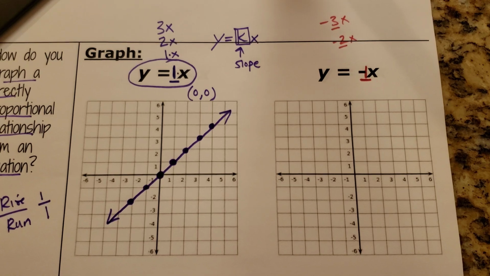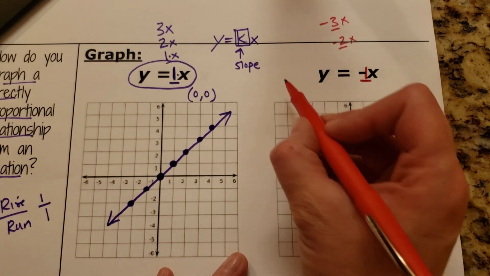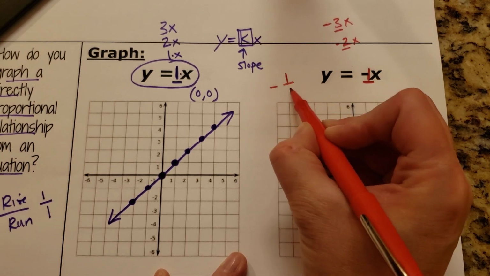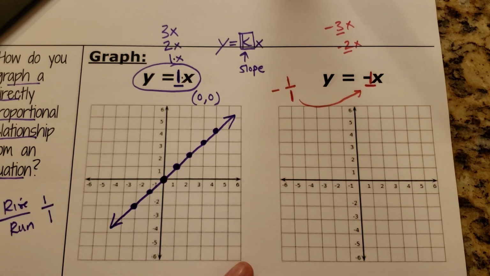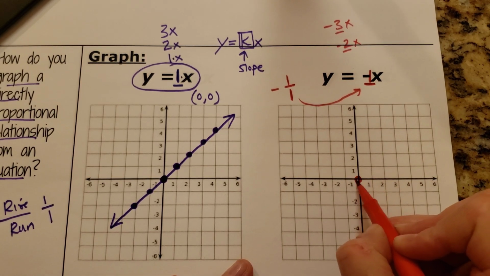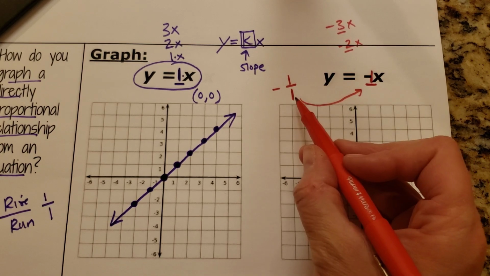So that means our slope is negative 1. Now the only difference is this is going to be a negative slope. It's still going to have the same rise and run, because remember, the rise would have to be 1 and the run would have to be 1 for it to simplify to give you negative 1. So we know that it has to go through the origin. Let's start by plotting a point there, and we're going to make some additional points using that slope.